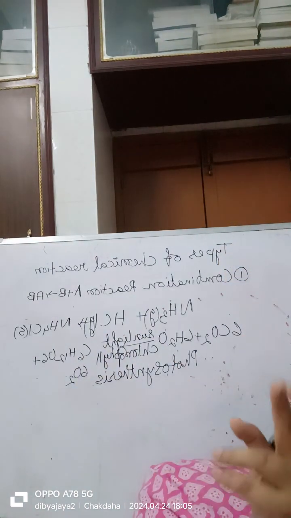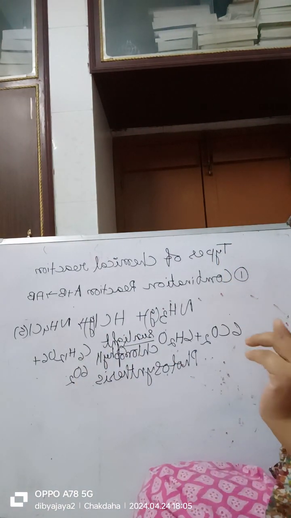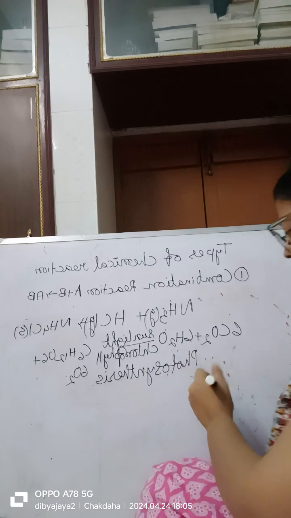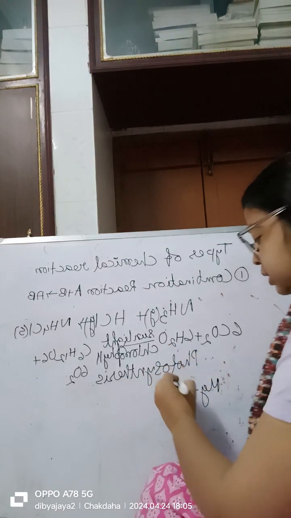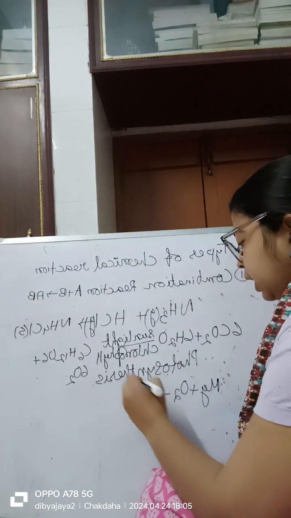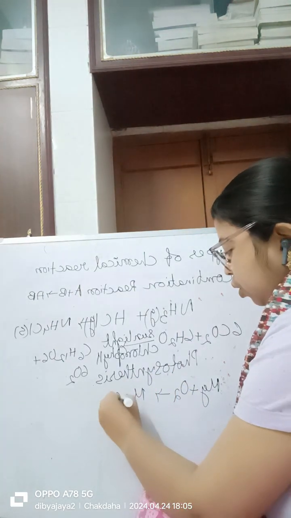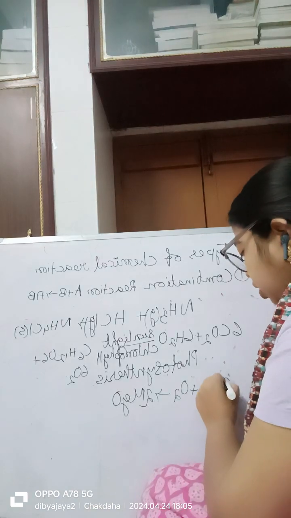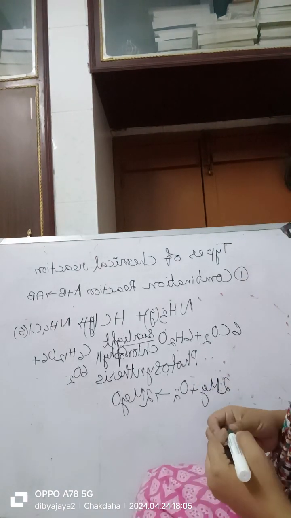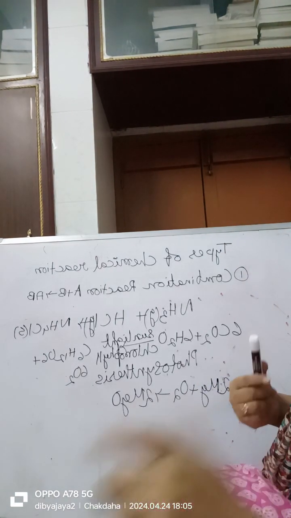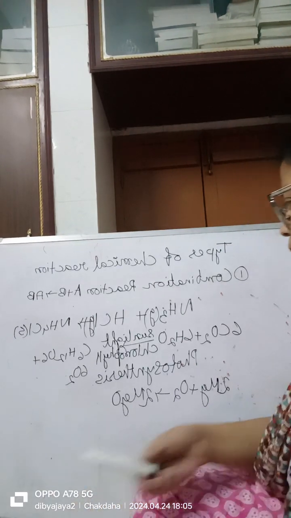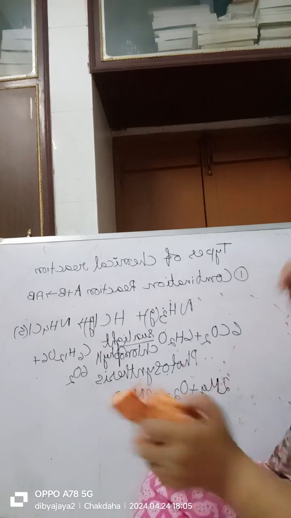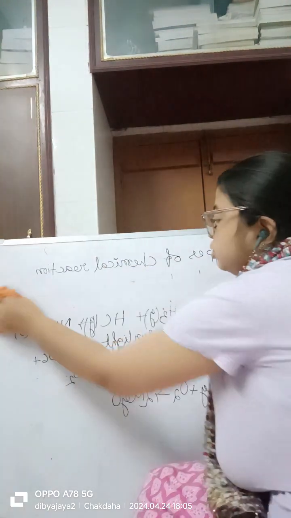Another very common reaction that we will discuss is magnesium reacting with oxygen. It forms MgO, magnesium oxide. Then a dazzling white light is formed. Done with this one.